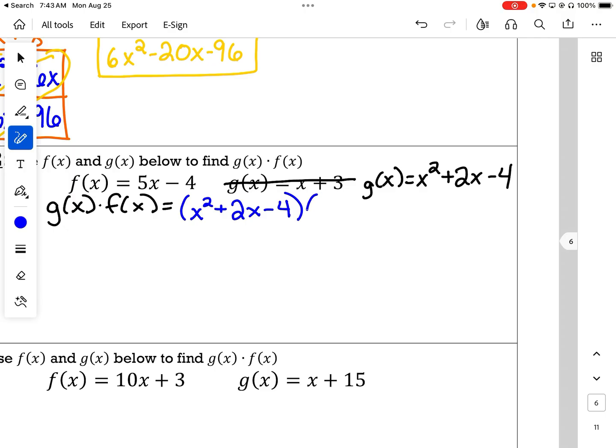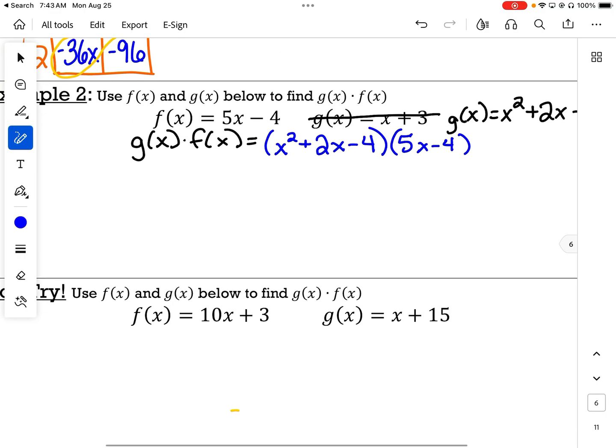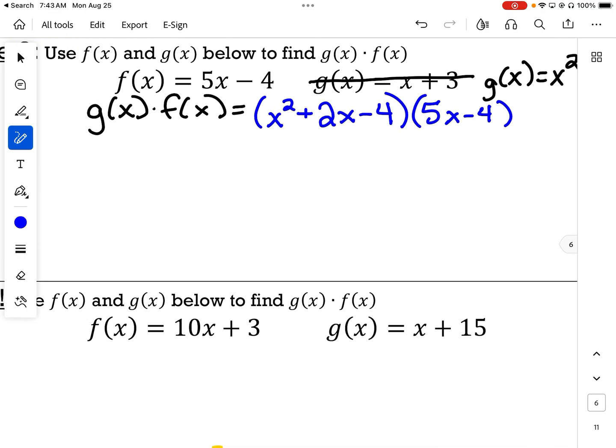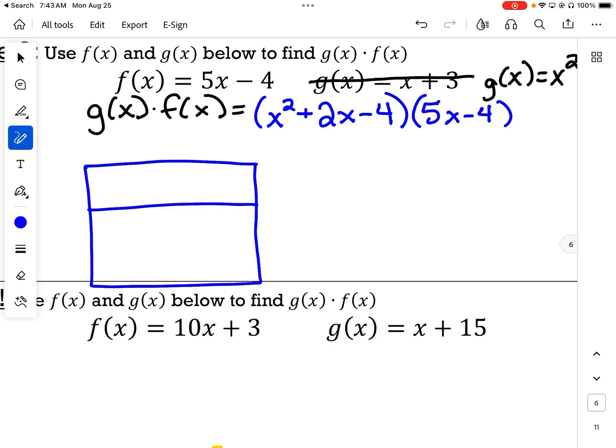I'm going to write in blue so you can actually see it. So g of x is the x squared plus 2x minus 4 times the f of x, 5x minus 4. So we're going to multiply those. So now we have a trinomial, 3 terms times a 2 term. So we're going to make our box a 3 by 2. So 3 rows by 2 columns.